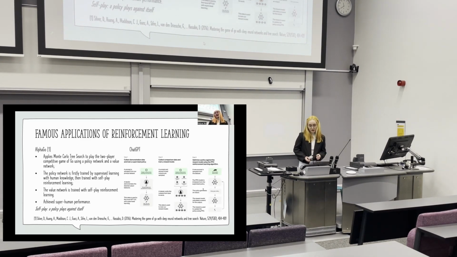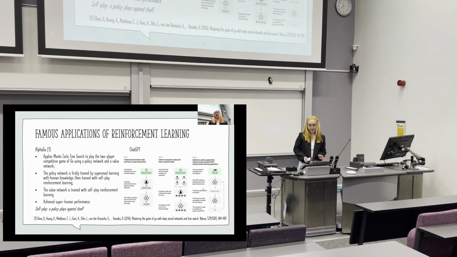In this next slide, I want to share with you 2 famous applications of reinforcement learning. On the left side, we have AlphaGo, if you know that, which was published in Nature in 2016. It applies Monte Carlo tree search to play the 2-player competitive game of Go using a policy network and a value network. It achieved superhuman performance, which was very popular at that time.